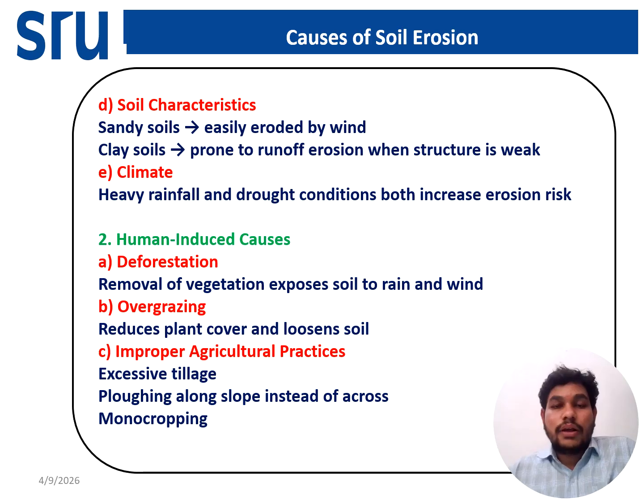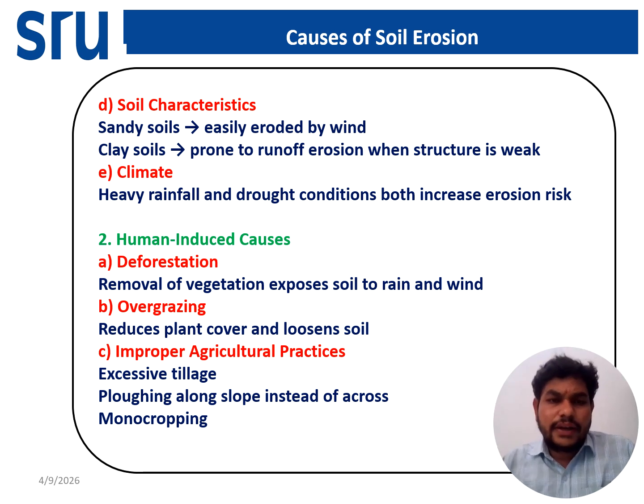Then the most important factor is the soil characteristics. The soil characteristics related to soil erosion are the infiltration rate, hydraulic conductivity, and permeability. If these properties are good, they will allow the water to infiltrate into the soil, so erosion will be reduced. Then another factor is the climate. High rainfall and drought conditions are responsible for high erosion risk.